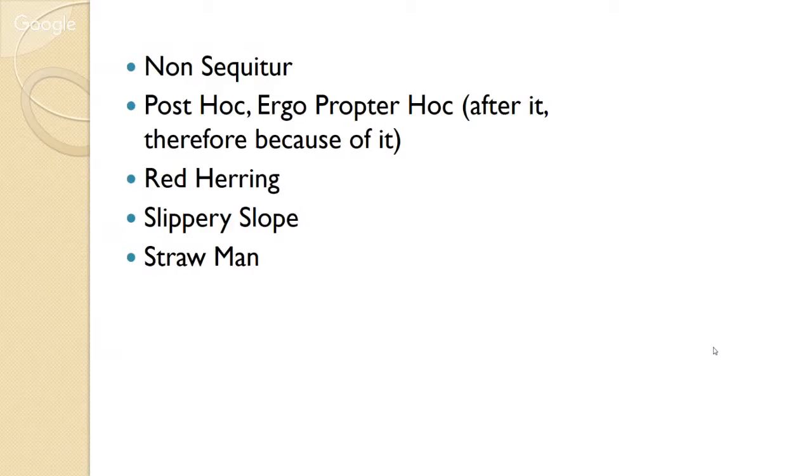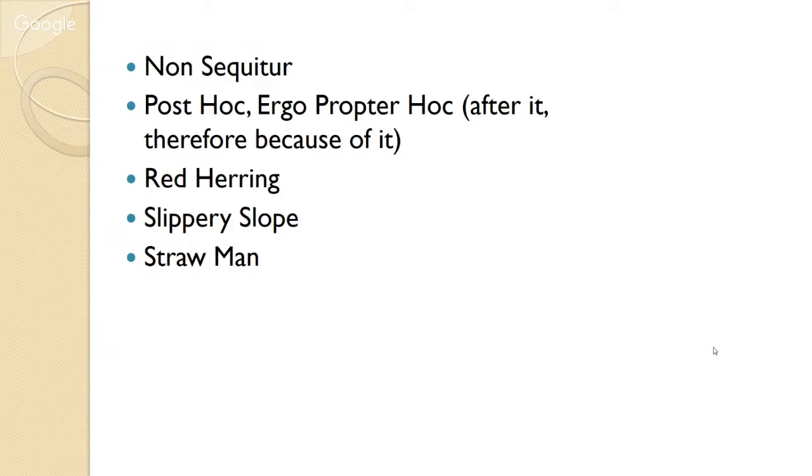Slippery slope. This is where you say if you allow something to happen, it will result in a chain reaction that will end in catastrophe. So if you allow this to happen, then this other thing's going to happen, and then this other thing's going to happen. It's that classic children's story of, if you give a mouse a cookie, it's going to end up taking over your house. Probably not. That's the slippery slope.